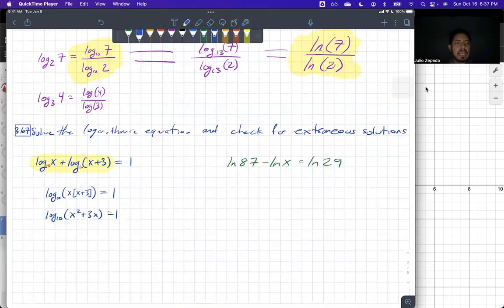Okay, so this is kind of the strategy for logarithmic equations. If there are multiple logarithms, one way to do it is to combine all of the logarithms into a single logarithm.